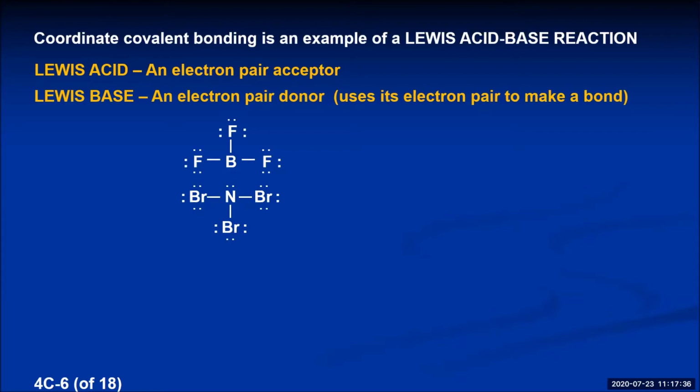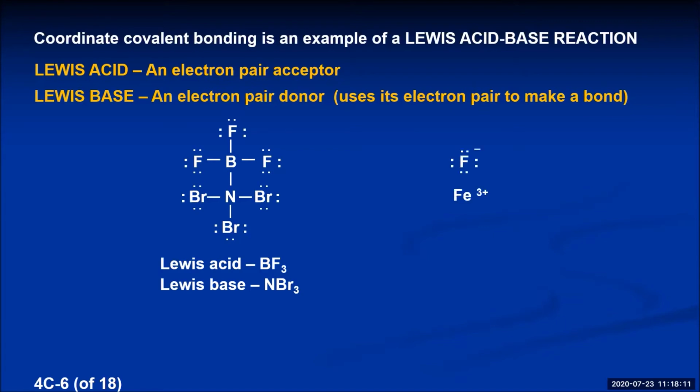If these two compounds interact with each other, they will bond. And can you see how that bond's going to form? The nitrogen has a lone pair in its outer shell. The boron has an empty valence orbital, so the two electrons from the nitrogen can be donated to the boron to create a bond. So what's happened here is the BF3 has accepted an electron pair. It's a Lewis acid. The NBr3 has donated a lone pair. It's a Lewis base. And this is the type of bonding that we believe happens in coordination complexes.